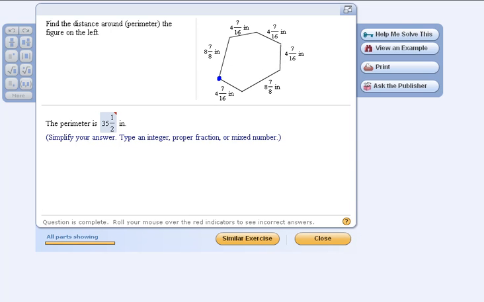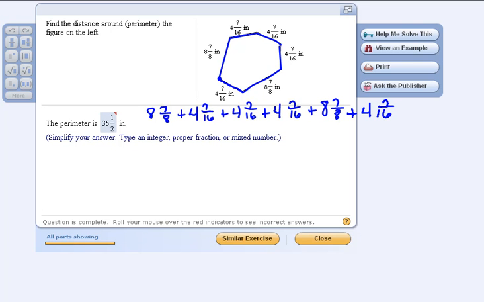So I'm going to start here just for a starting point. This side would be 8 and 7/8 inches, so I'm going to have to add 8 and 7/8 inches to this side, which is 4 and 7/16 inches. Then we add this side, which is 4 and 7/16 inches, and then this side, which is 4 and 7/16 inches. Then this side, which is 8 and 7/8 inches, and then this side, which is 4 and 7/16 inches. Okay, so now here's the sum, or what we have to add all together.